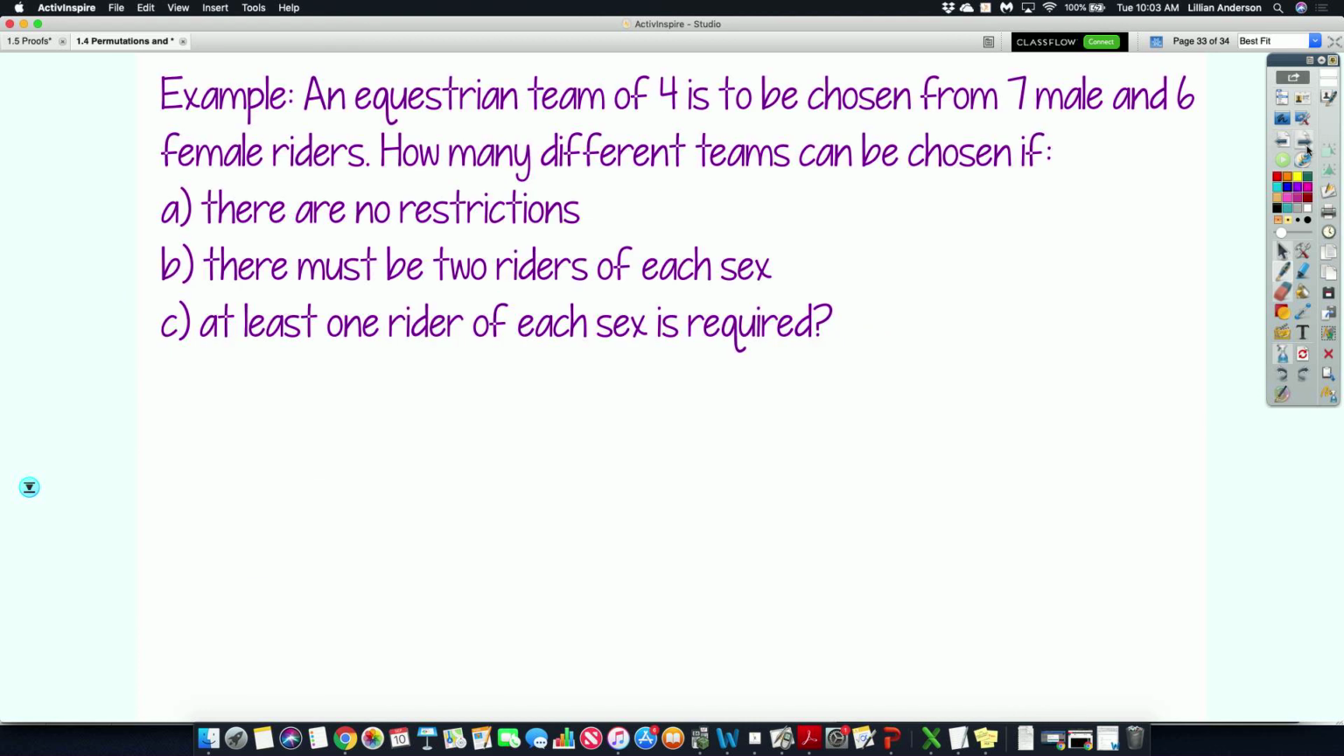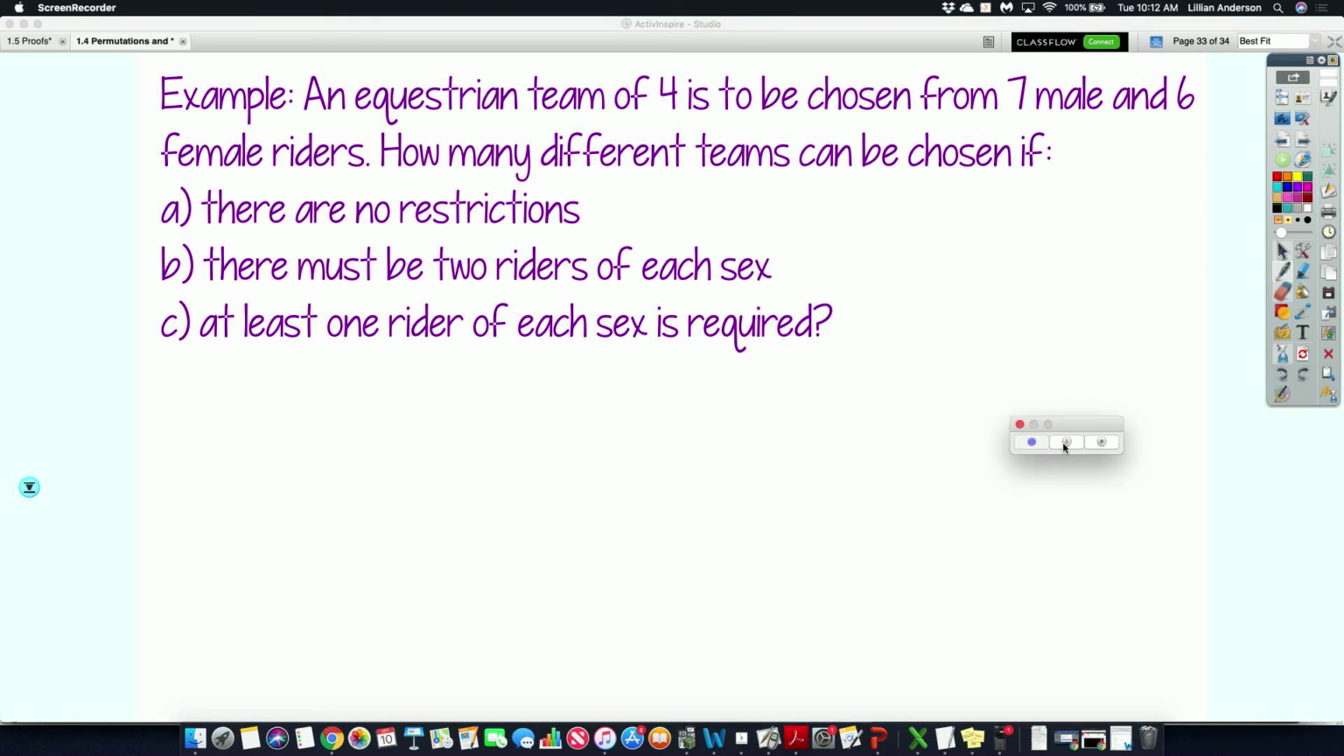Last example, but I want you to do this one on your own. Anybody ride horses? An equestrian team of 4 is to be chosen from 7 male and 6 female riders. How many different teams can be chosen if there are no restrictions? There must be 2 riders of each sex, and at least 1 rider from each sex is required. Find the number of different teams.